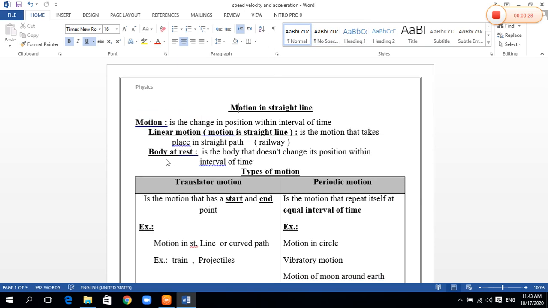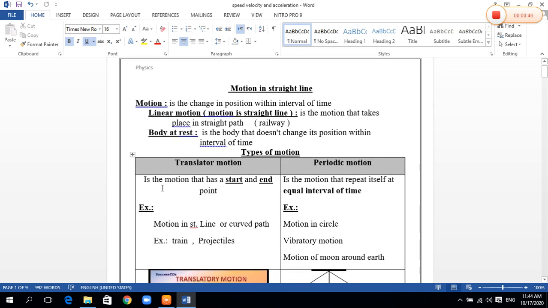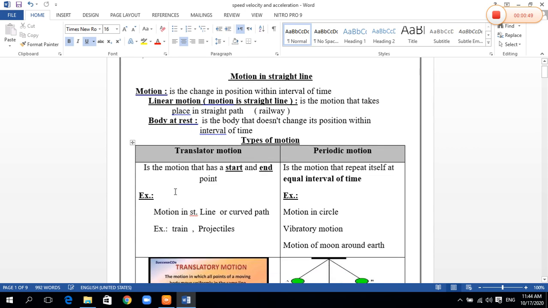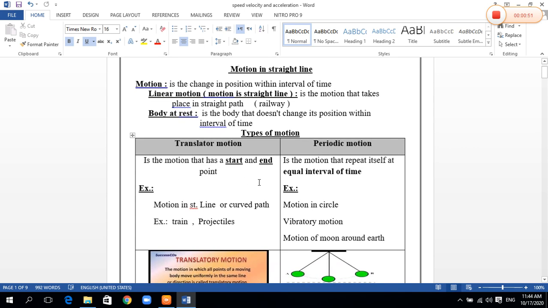A body at rest is a body that doesn't change its position, doesn't move, as time passes. We have two types of motion: translatory motion and periodic motion. Translatory motion is motion that has a start and end point, but periodic motion is motion that repeats in equal periods of time, or equal intervals of time.